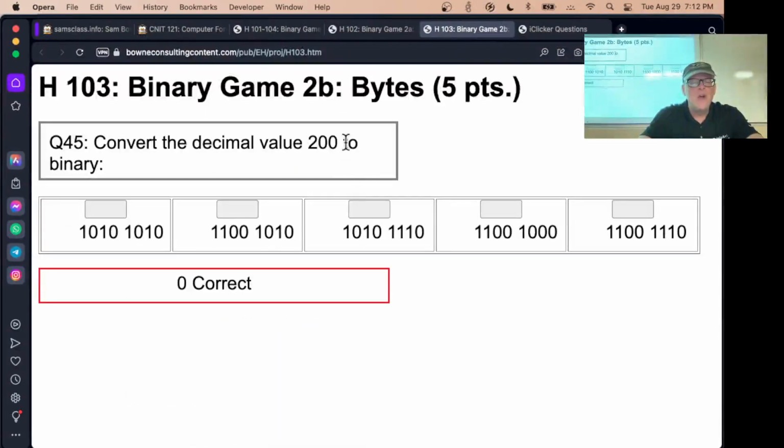Yeah, so take 200 in binary. Which one of these is 200? So it's going to be, okay, I got it. Nobody's coming up with this one in a hurry. But if you've taken Cisco, you get pretty good at these because you learn a bunch of them by heart.